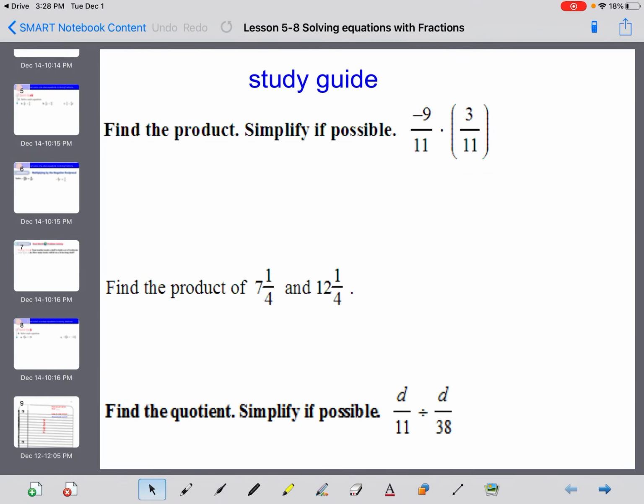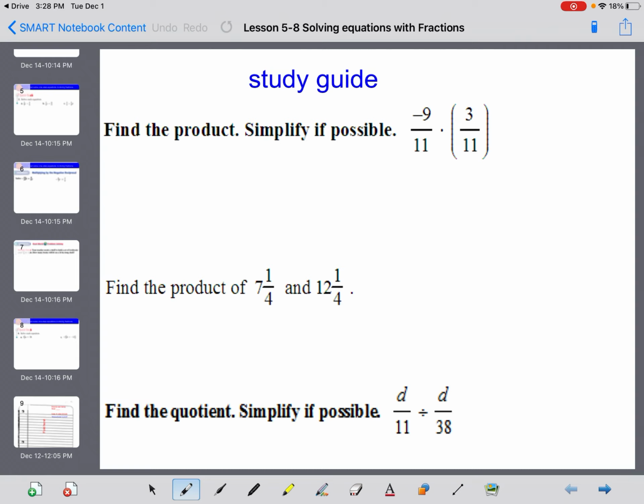This is lesson 5-8 from the Algebra Readiness textbook. For today's lesson, you'll want to grab a sharpened pencil and begin working on the study guide problems in your notes packet. Continue the video when you're done attempting each of the study guide problems.